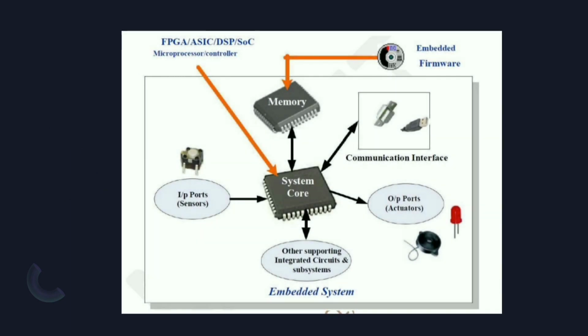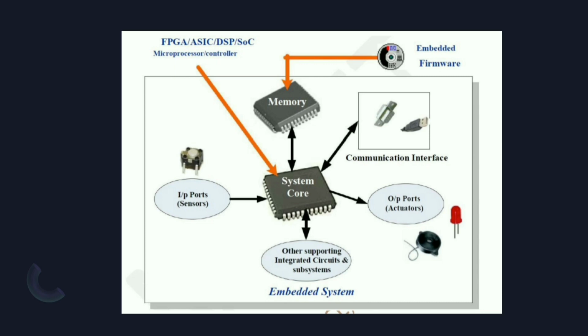This is the picture of an embedded system. It contains six parts. Mainly, the main part of an embedded system is the system core, which is a microprocessor or a controller like FPGA, ASIC, DSP or SoC. We will come to know about these in the further slides.